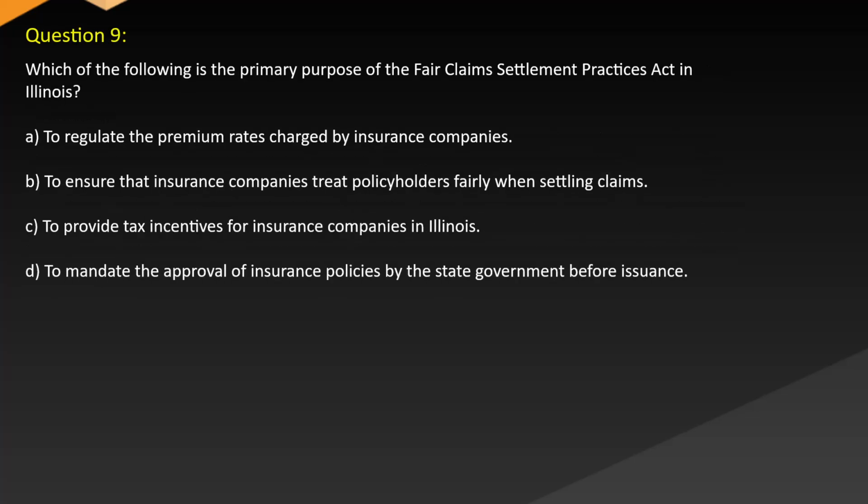Question 9. Which of the following is the primary purpose of the Fair Claims Settlement Practices Act in Illinois? A. To regulate the premium rates charged by insurance companies. B. To ensure that insurance companies treat policyholders fairly when settling claims. C. To provide tax incentives for insurance companies in Illinois. D. To mandate the approval of insurance policies by the state government before issuance.